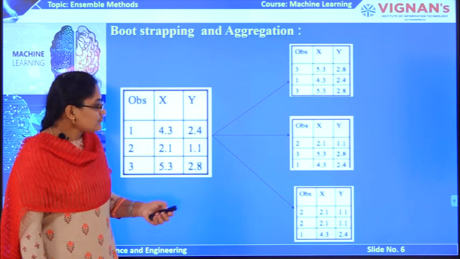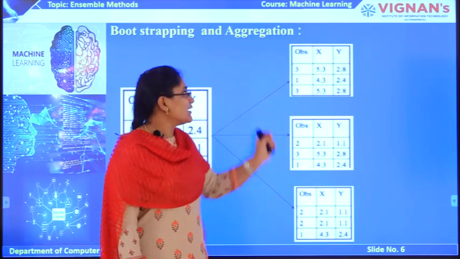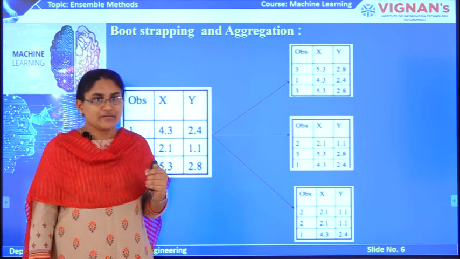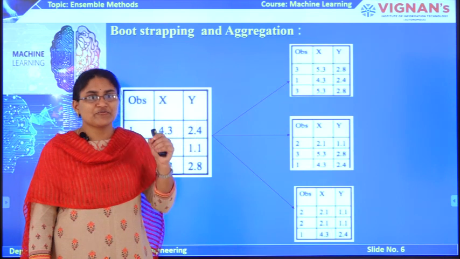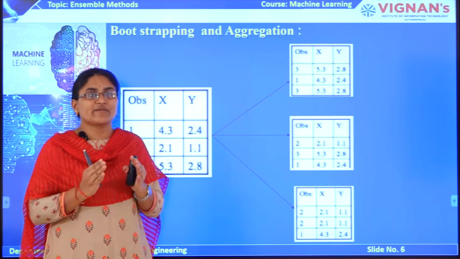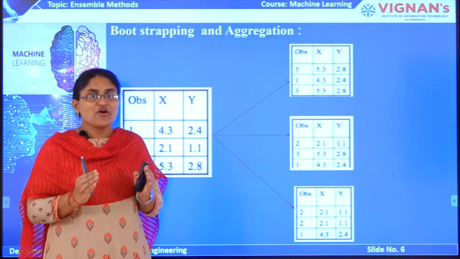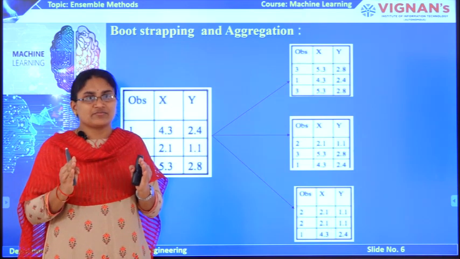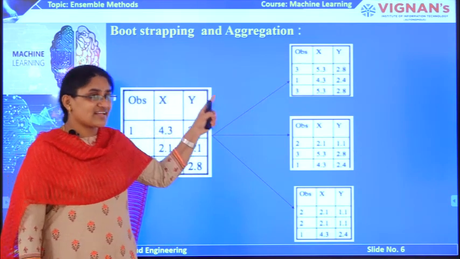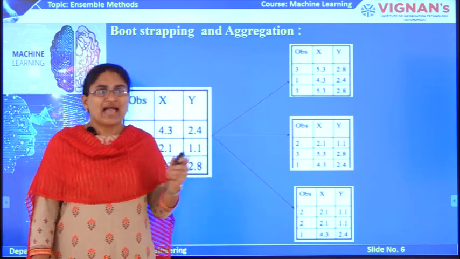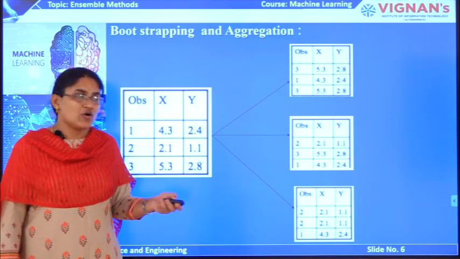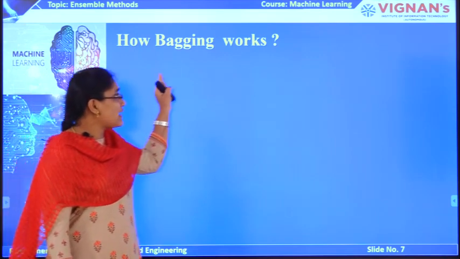Okay, now let's see aggregation. Here the aggregation, as the name itself indicates, means we have to find the average. The aggregation method is used in our bagging model for finding the average of all the predictions of all the base classifiers for the final prediction of our final model. So we are using the bootstrapping and aggregation methods in our bagging method for reducing the variance of our final model. Now let's see how bagging works.